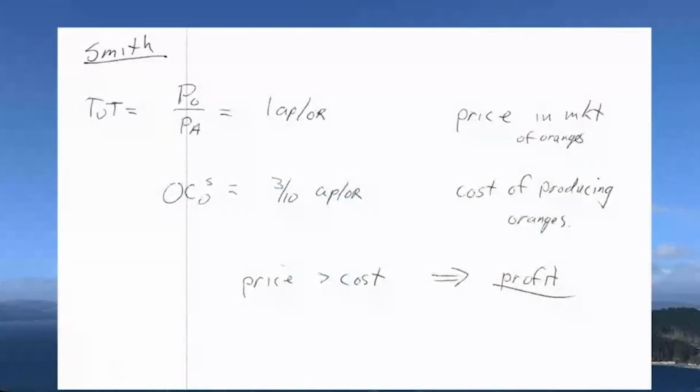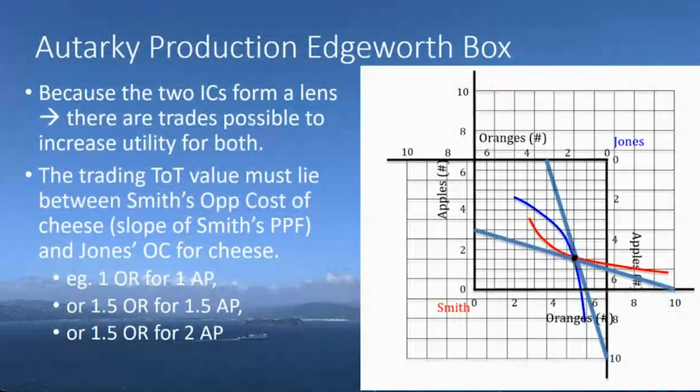Okay, and I finished up last time with this table, I think, slide. And I want to highlight the fact that Smith could go back the next day and realize, well, let's suppose he traded 1 for 1. So he traded 1 orange for 1 apple, and he ended up somewhere here in the middle of the lens, just like Jones.